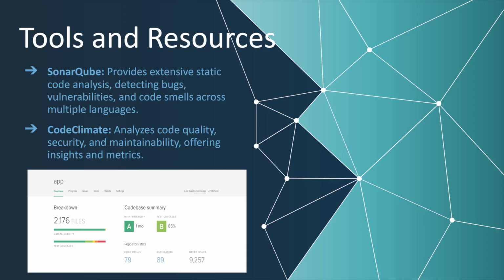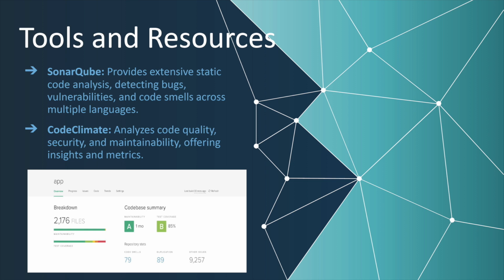So I also want to highlight a few tools and resources that I find very helpful. One is SonarQube. It provides extensive static code analysis, detecting bugs, vulnerabilities, and code smells across multiple languages. And another one is Code Climate. I think you are used to Code Climate as well. So Code Climate is very helpful. It also offers insights and metrics.